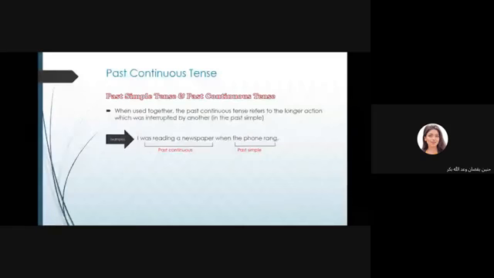The shorter action that interrupted the longer one. So in this case, we used the past simple tense in the second part of the sentence. So past continuous tense for the longer action, past simple tense for the shorter action. What else?